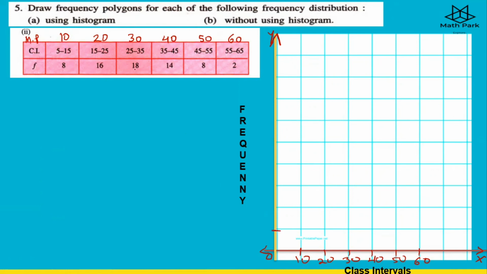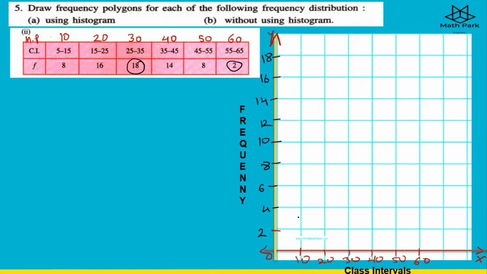So the highest is 18 and the lowest is 2. So if I choose the class from here, starting from 2, highest reading as 18 in the frequency. So we start with choosing the scale of 2 units. So 2, 4, 2 threes are 6, 8, 8 plus 2, 10, 10 plus 2, 12, 12 plus 2, 14, 14 plus 2, 16, 16 plus 2, 18. We are done. Now we will be plotting the coordinates.